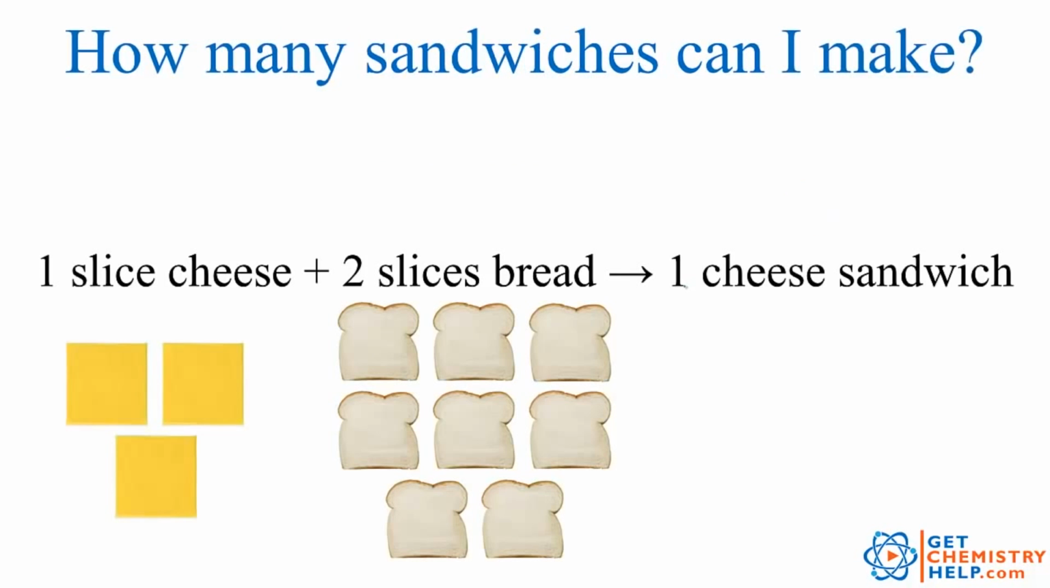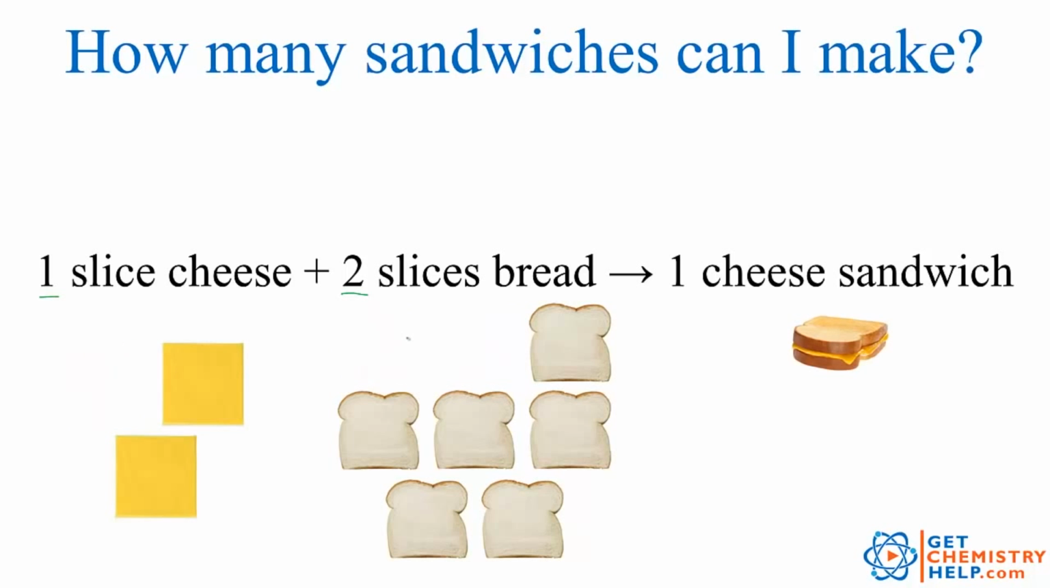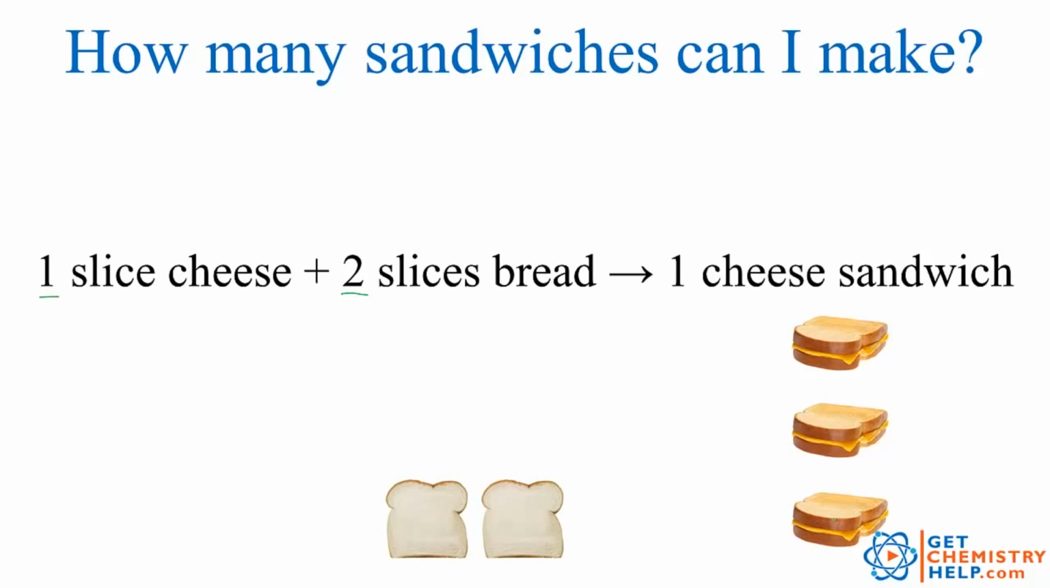Okay, so let's say then, for example, we didn't have the exact 1 to 2 ratio of reactants. So we have 3 slices of cheese and 8 slices of bread. Okay, well, how many cheese sandwiches could we make? Well, for every 1 slice of cheese, it takes 2 slices of bread. So I use up 1 slice of cheese and 2 slices of bread to make 1 sandwich. And then I use up another slice of cheese and 2 more slices of bread, make a second sandwich. Then I use a 3rd slice of cheese and 2 more slices of bread and make a 3rd sandwich. Okay, so we made 3 sandwiches.